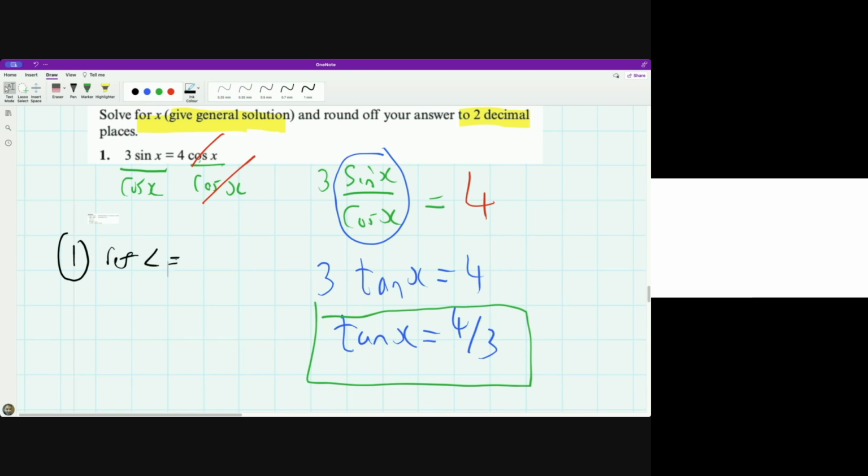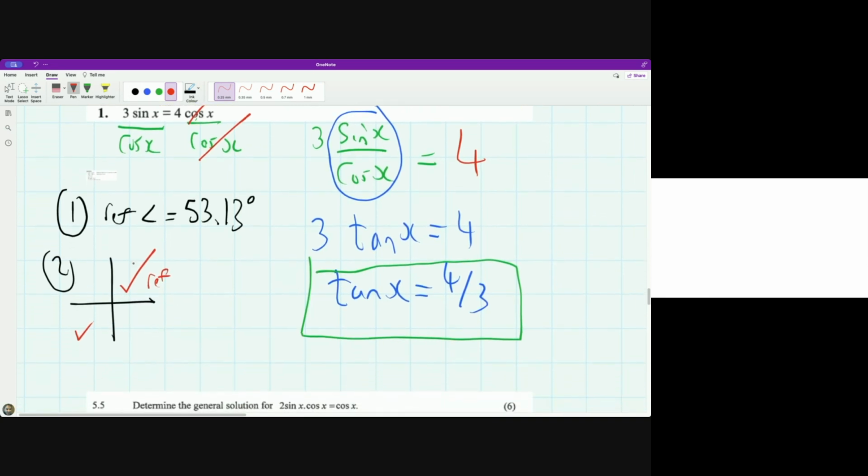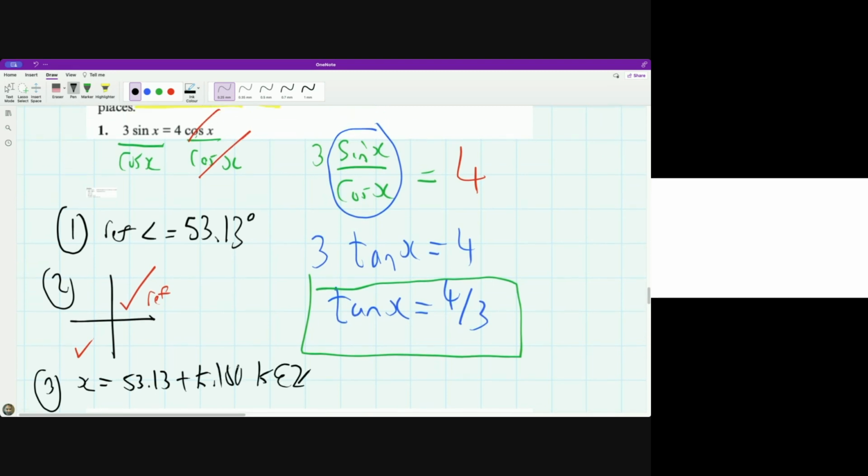Here we go. Shift tan 4 over 3, 53.13 degrees. Where is tan positive? Here and here. The good news is I don't need to do it twice because it's in quadrant 1. And so x will equal 53.13 plus k times 180, where k is an element of the integers.